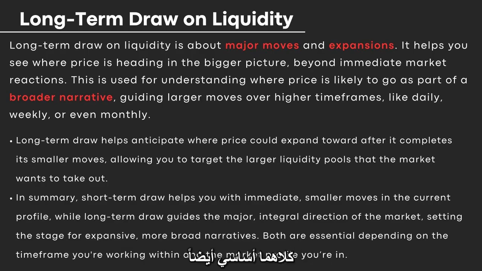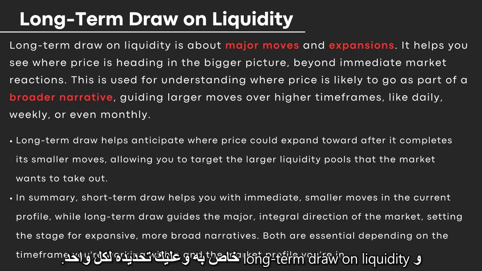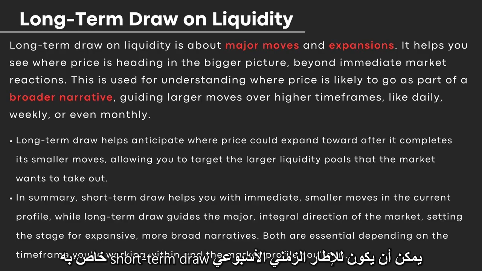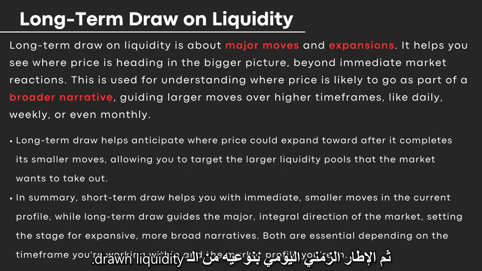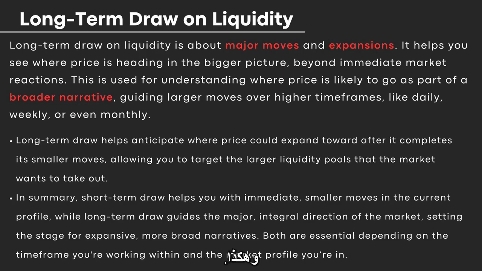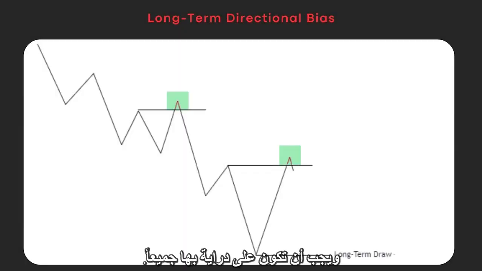Both are also essential depending upon the time frame that you are looking at and working with, right? Each particular time frame will have its own short-term and long-term drawn liquidity, and you have to determine it for each one, right? For example, a weekly time frame can have its own short-term drawn liquidity and long-term drawn liquidity, and then a daily time frame with its own two types of drawn liquidity, and so on. And you must be aware of all of them.